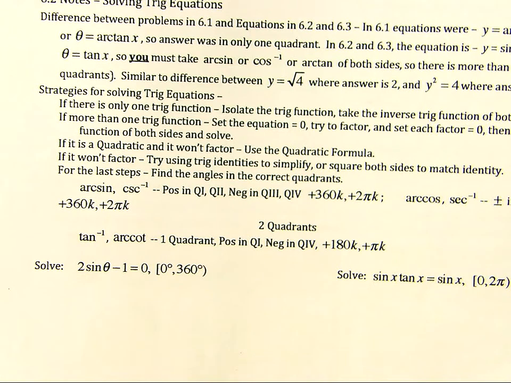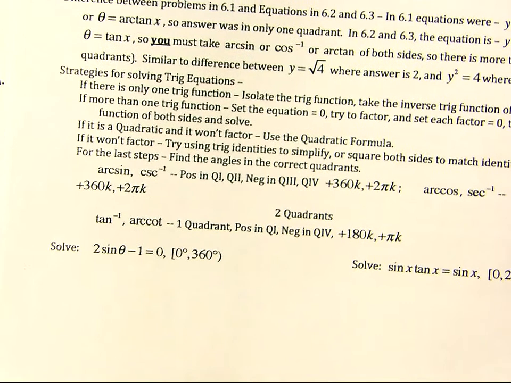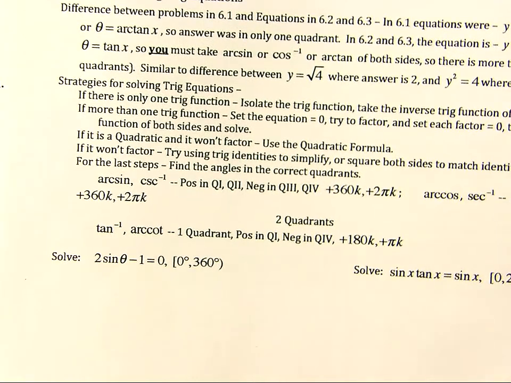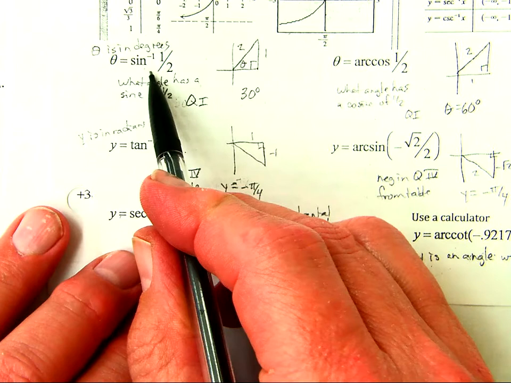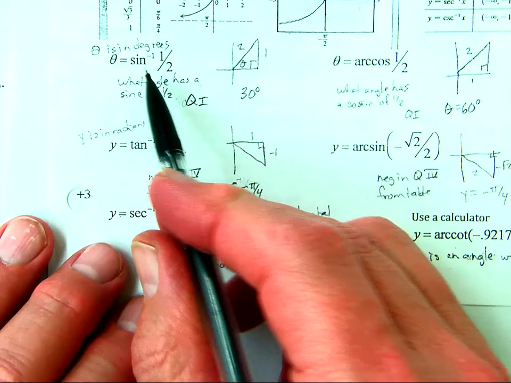All right, now we're moving on to 6.2. Now 6.2 is similar to 6.1, but there's a big difference. If you notice, when we did 6.1, when we look at these equations, you see the inverse trig function was in the equation when we started.